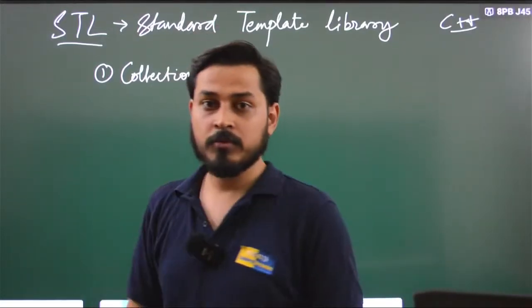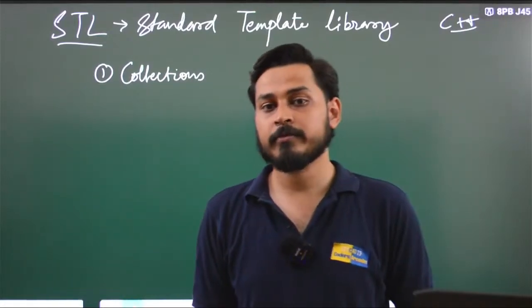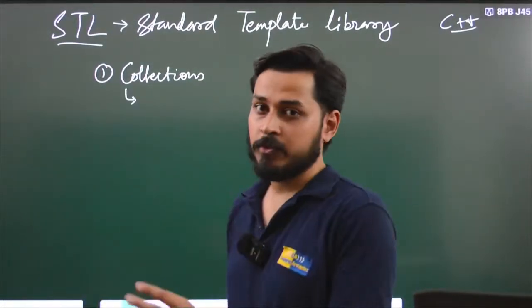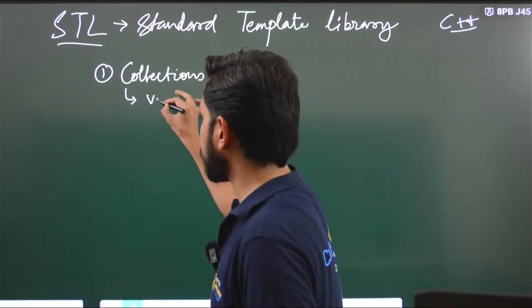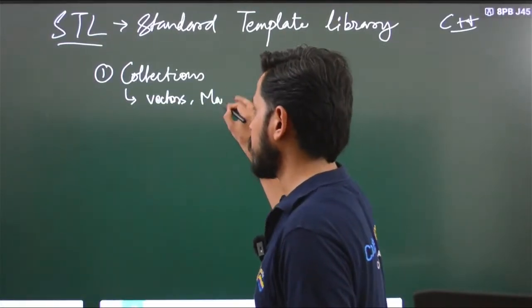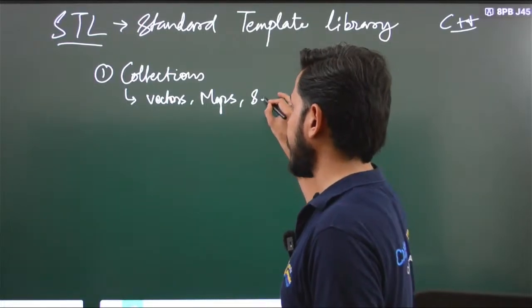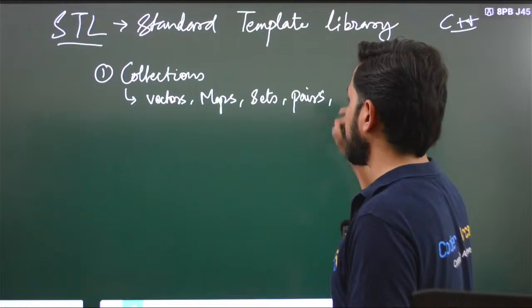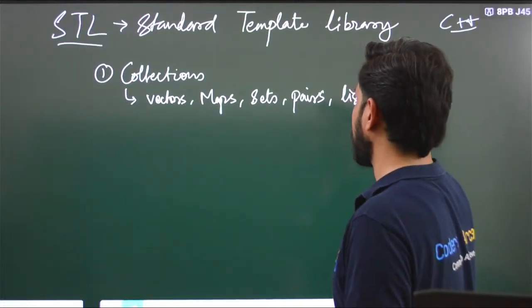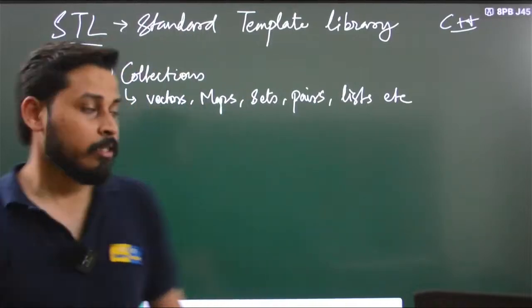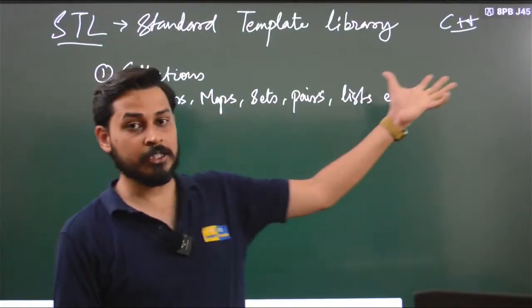So here we are going to talk about that first. In collections, we are going to talk about vectors, maps, sets, pairs, lists, etc. These are the different types of collections that we get.